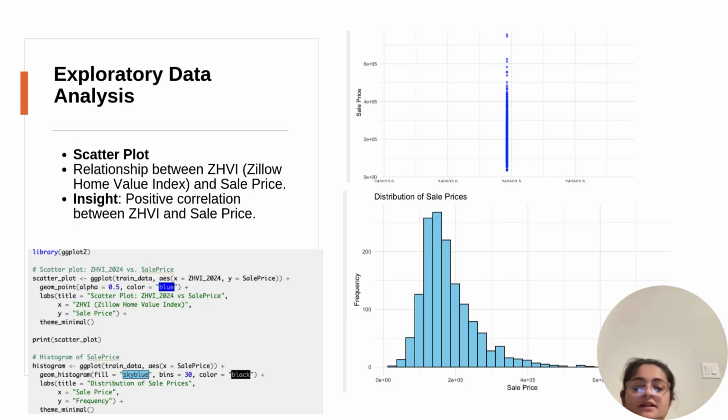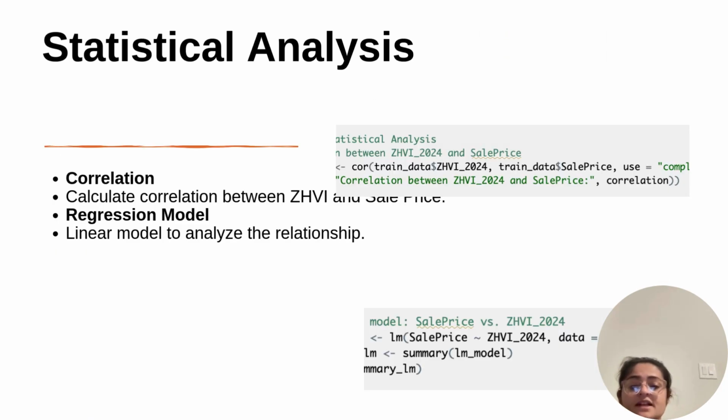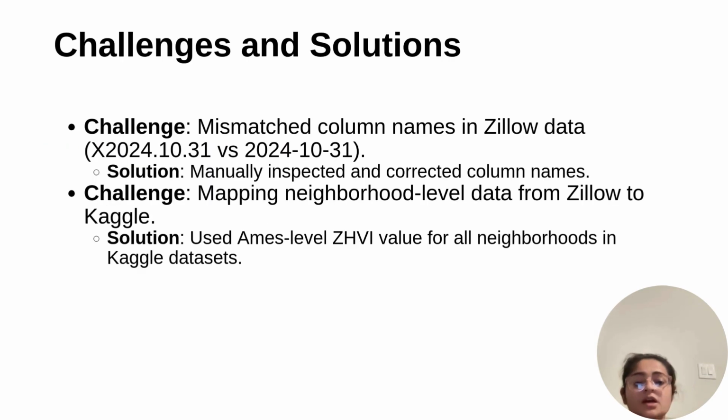Exploratory data analysis, EDA. Here we made two plots, a scatter plot and a histogram. The idea was to show the relationship between ZHVI and the sale price, and the insight is a positive correlation between ZHVI and sale price. And here is the code of how we actually did it. Statistical analysis: the correlation between ZHVI and the sale price, and the regression model. A linear regression model was created to analyze the relationship.